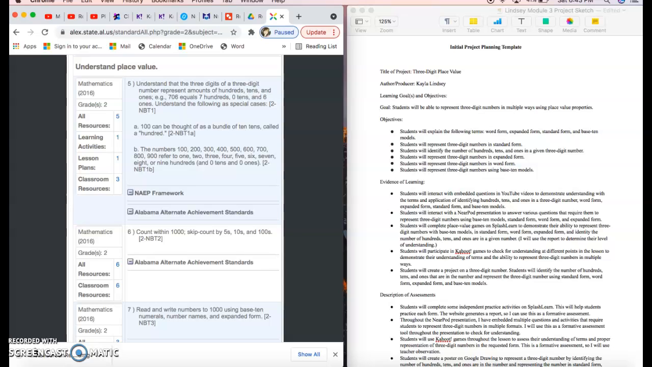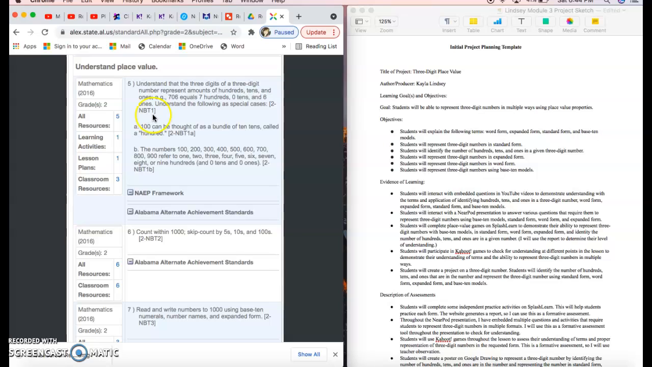So the first standard that I will be using is 2.NBT.1. Understand that the 3 digits of a 3-digit number represent amounts of hundreds, tens, and ones. So if you have the number 706, that equals 700, 0 tens, and 6 ones.